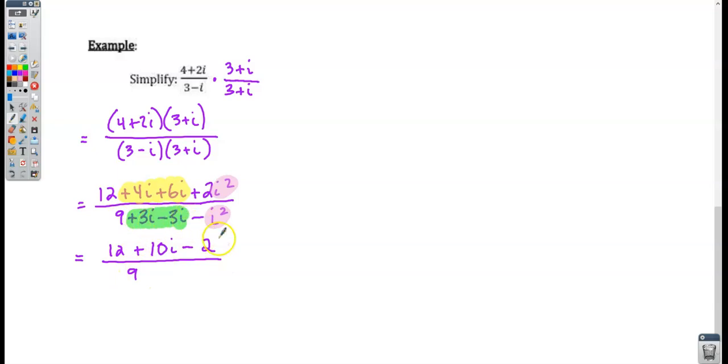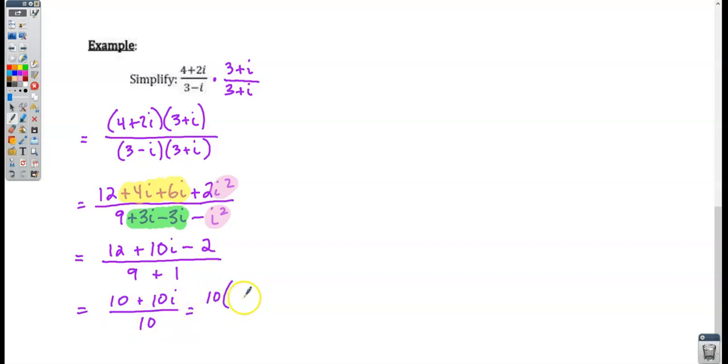The plus 3i and minus 3i cancel each other out. Minus i squared minus negative 1 is plus 1. And then we just need to combine the last few terms here. We're going to get 10 plus 10i all over 10. Wow, that couldn't have worked out nicer.